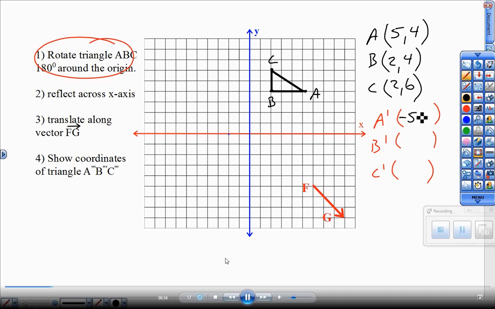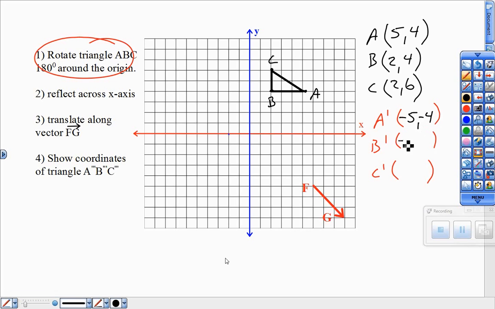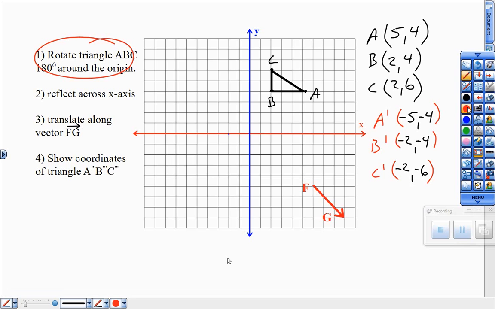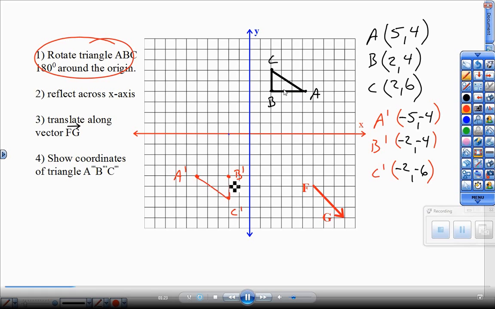So there they are, -5, -4. Notice I'm not flipping them. I'm just making them opposite. So when I plot them, -5 for x, -4 for y, that's A prime, -2 for x, -4 for y, that's B prime, and -2 for x, -6 for y, that is C prime. That is after the 180-degree rotation.